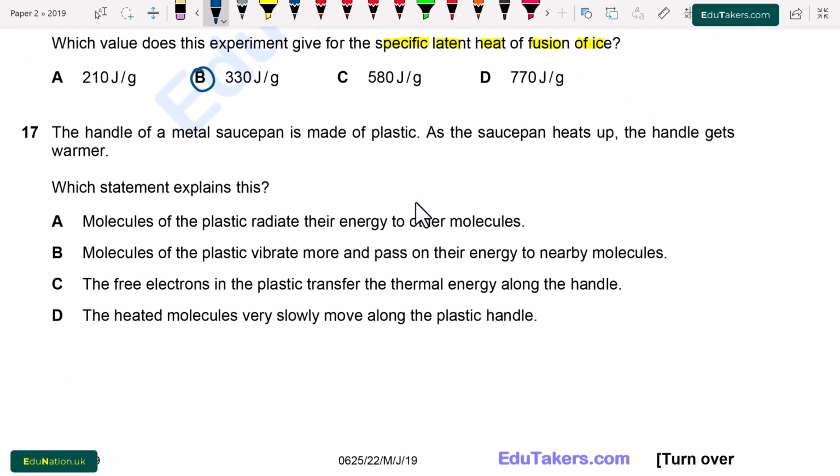Question number 17. The handle of a metal saucepan is made of plastic. As the saucepan heats up, the handle gets warmer. Which statement explains this? Option A. The molecules of the plastic radiate their energy to the other molecules. B. Molecules of the plastic vibrate more and pass on their energy to the nearby molecules. C. The free electrons in the plastic transfer the thermal energy along the handle. D. The heated molecules very slowly move along the plastic handle.